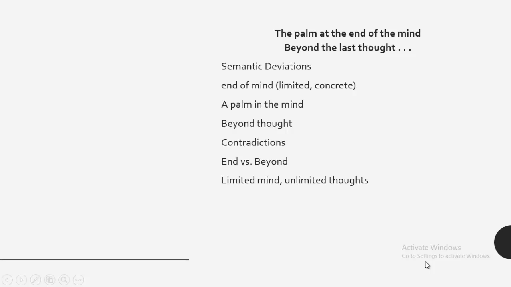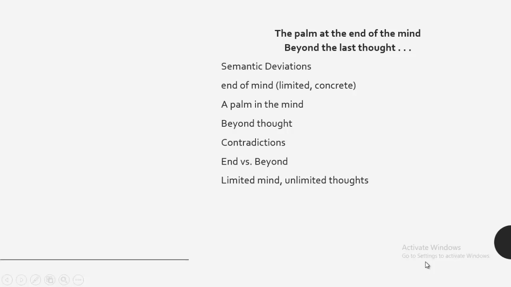So end of the mind is something strange, because if we say end of the mind, it presents mind as something limited, or as something physical, made up of some object or concrete. But actually mind is not limited, or concrete or physical, made up of something. Again, the second deviation is there, a palm in the mind. You cannot have a tree in your mind. Is a tree growing in your head, inside your mind? No, it cannot happen. Again, beyond thought.